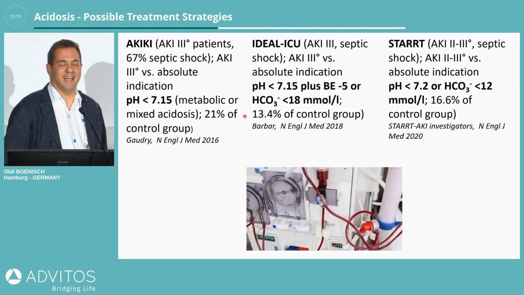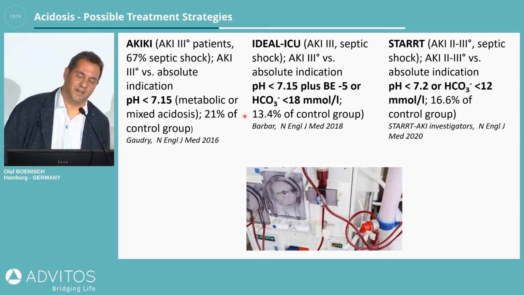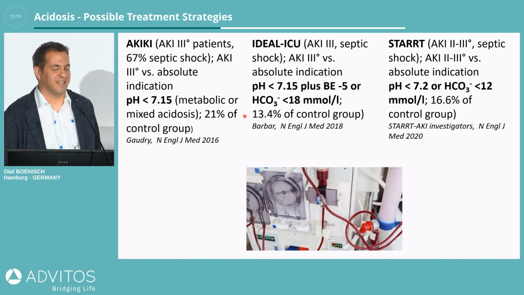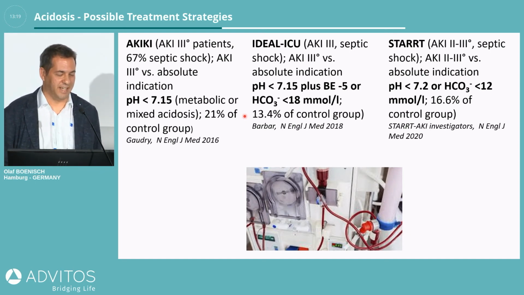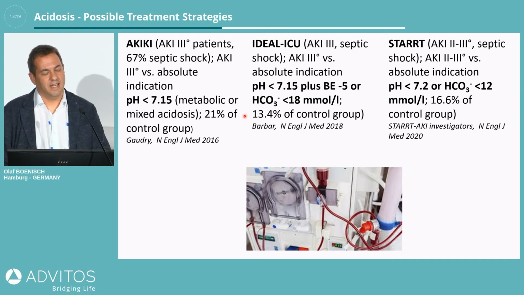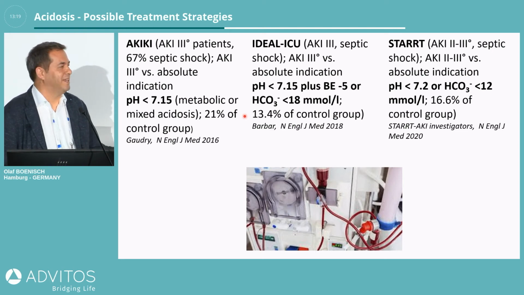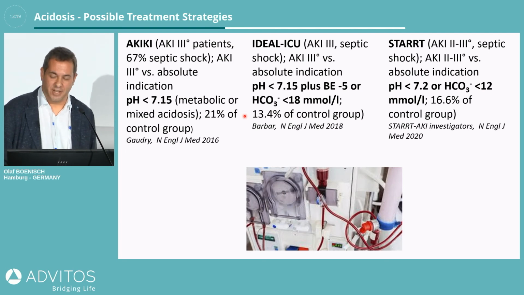So what about dialysis? Here you see the three big studies on early versus late dialysis, and it was always a kind of prophylactic dialysis compared with a situation where an absolute indication was present. And you see in all these studies they used a pH of smaller than 7.15 or 7.2, and as you remember, in none of these studies was there an advantage for early dialysis.